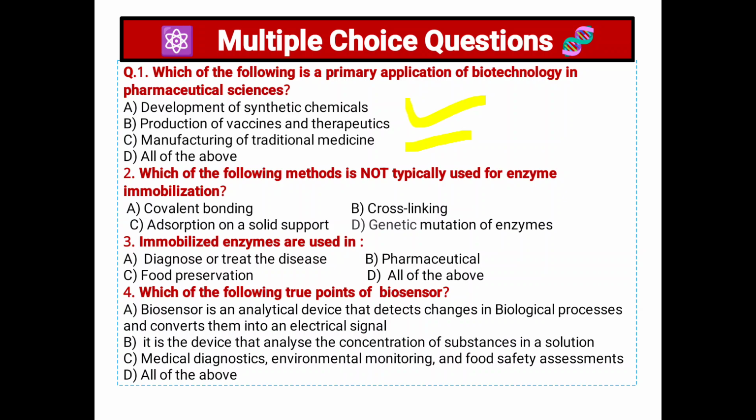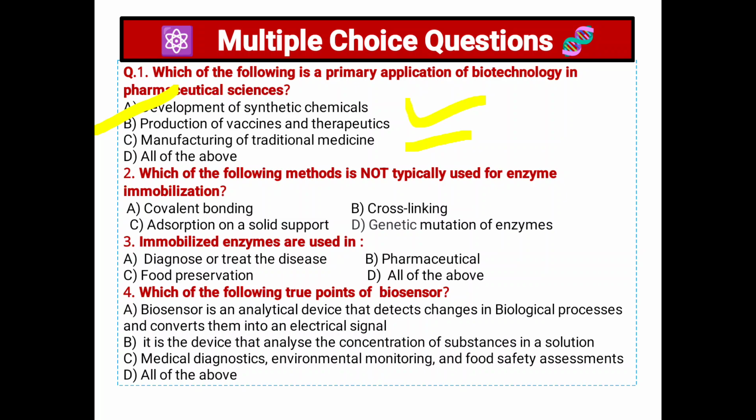The question is which of the following is the primary application of biotechnology in pharmaceutical science? Development of synthetic chemicals is not the correct option. Production of vaccines and therapeutics is the correct answer. Manufacturing of traditional medicines, meaning herbal medicines, is also not a role of biotechnology applications in pharmaceutical sciences. So production of vaccines and therapeutics is the major application in pharmaceutical sciences.